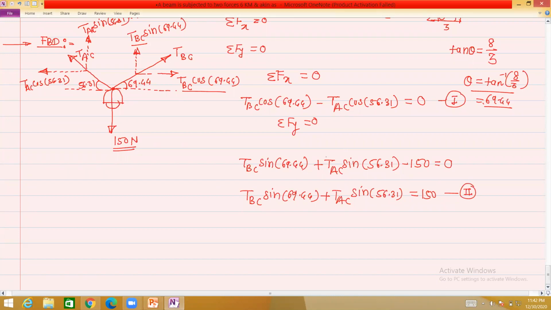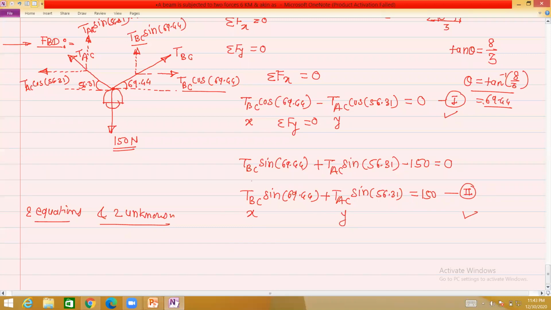Okay, now from these two equations, equation 1 and equation 2, if you observe, there are two unknowns: one is tension BC and second is tension AC. So we have two equations and two unknowns. So we can solve this as a simultaneous equation and get the value of tension AC and tension BC. We can treat tension BC as x and tension AC as y.